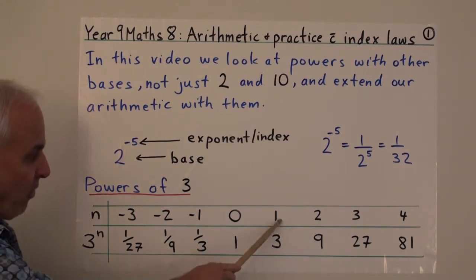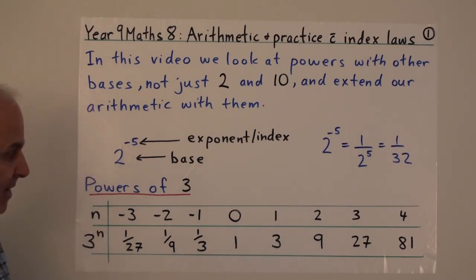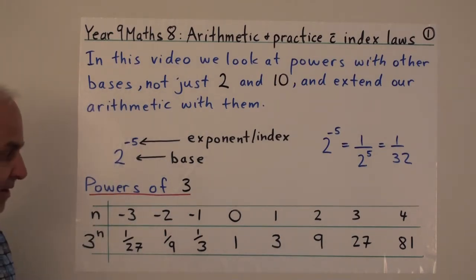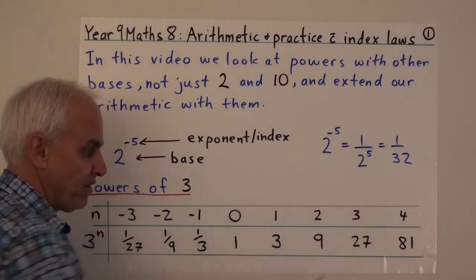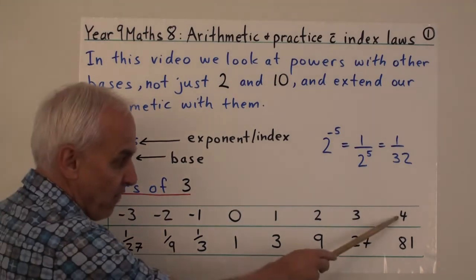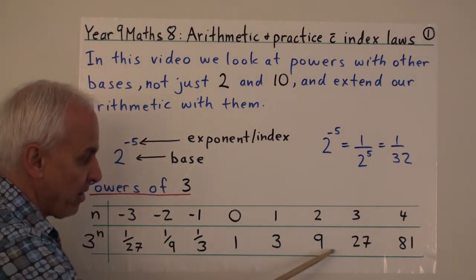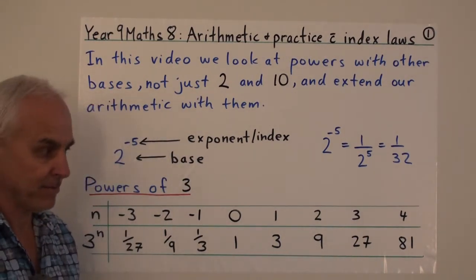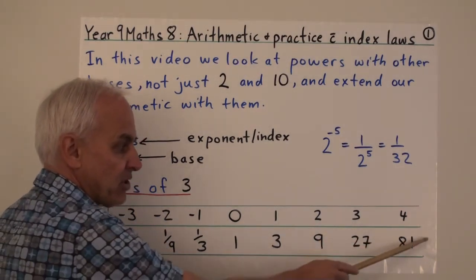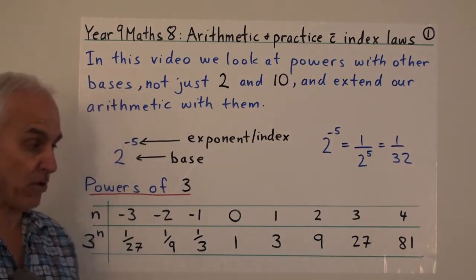So for example, under 1 we have 3 to the 1, which is 3. Here we see 3 squared, which is 9. Here is 3 cubed, which is 3 times 3 times 3, which is 27. 3 to the 4th is 81. Each time we go up, we are multiplying by 3. So if we wanted to find 3 to the 5th, we would go up in this direction, multiply 81 by 3, which would happen to be 243.